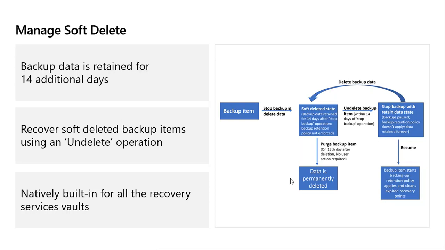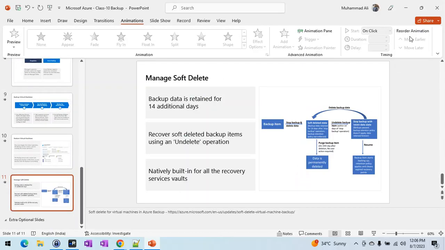So what is the procedure to stop your backup? First stop your backup and delete the data. By default, soft delete is enabled, so after 14 days only you are able to delete the backup. Within the 14 days, if you want to resume, that is possible. So quickly we'll move on to the lab.